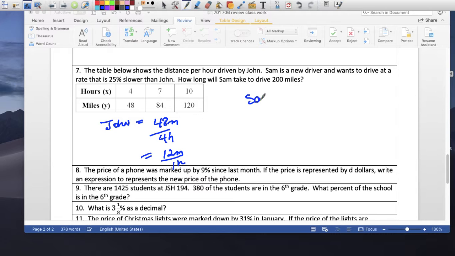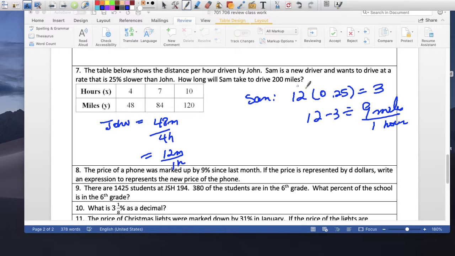Now Sam is a new driver and he wants to drive a little bit slower than that. Much slower, 25% slower, but we've got to figure out what 25% is. Let's take 25% off of 12. So 12 times 0.25. You can also do it times 0.75 and get the answer right away. 12 times 0.25 equals 3, and 12 minus 3 equals 9. So Sam is going to drive at 9 miles per hour.